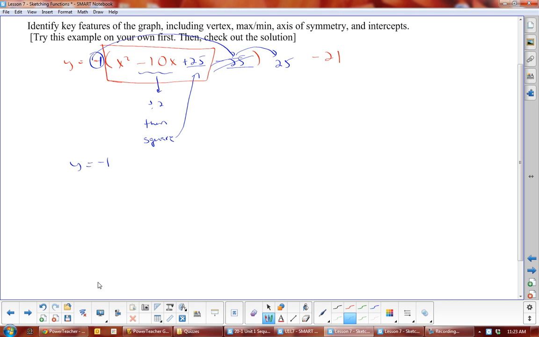So all you have to do now is change this to x minus 5 squared. Okay? These two are identical. X squared minus 10x plus 25 is the same thing as x minus 5 squared. And then you've got that piece on the outside, the 25 and the negative 21 becomes plus 4.